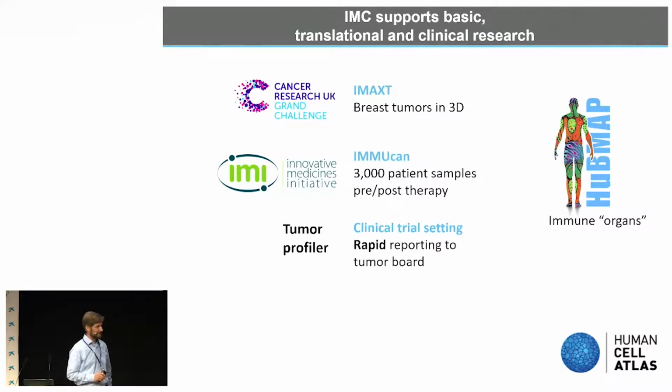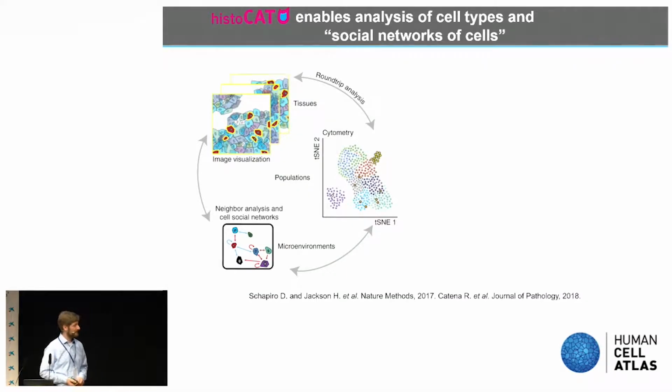And by now the approach is fairly robust, which also means that we are part of different large initiatives where the technology is used as a core for the imaging. And also we are now in the clinical trial setting where we get samples and have to turn around the results in a 2-week time frame. And this now is also nicely possible using imaging mass cytometry.